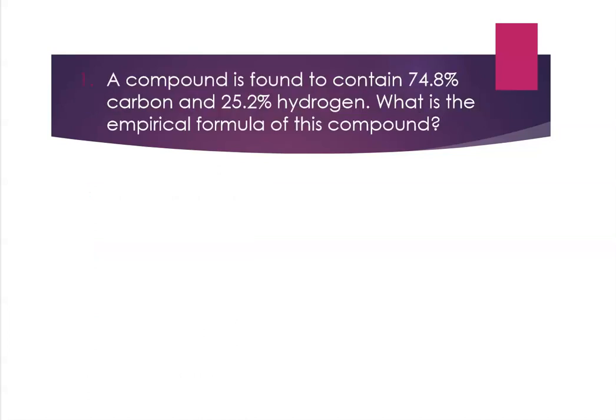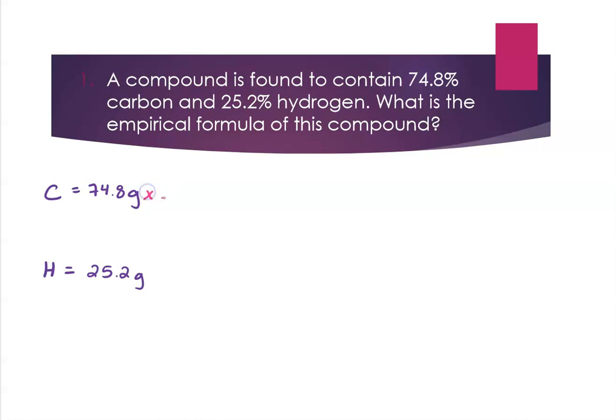So here we have a compound that contains carbon and hydrogen, and those are the only elements that I have. So I have 74.8% carbon. That means that I have 74.8 grams of carbon. I have 25.2% hydrogen, which means I have 25.2 grams of hydrogen. All right, so we did percent to mass. Now we're going to do mass to moles.